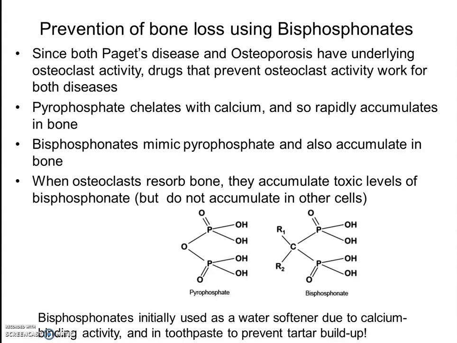So what we can now move on to is how we can modulate bone cell activity using drugs. There is a particular class of drugs which are used to prevent bone resorption, so basically killing off the osteoclast cells. And these drugs are called bisphosphonates.